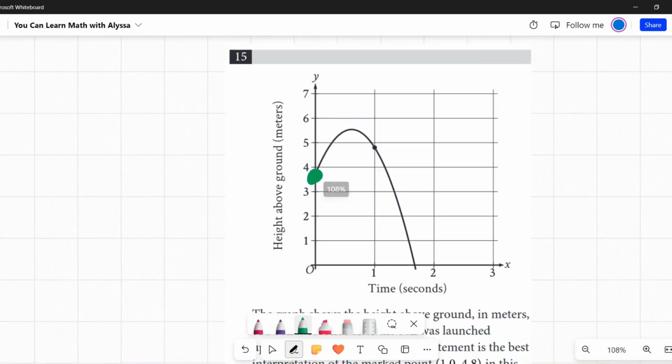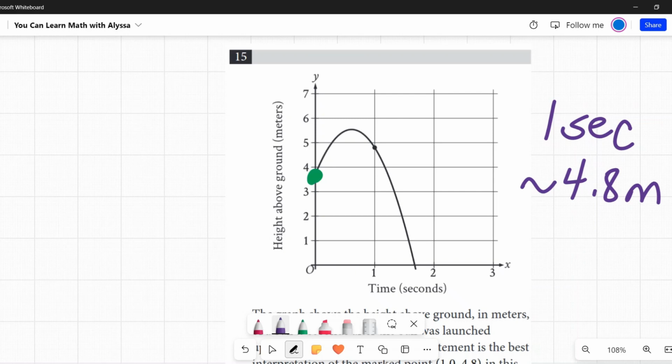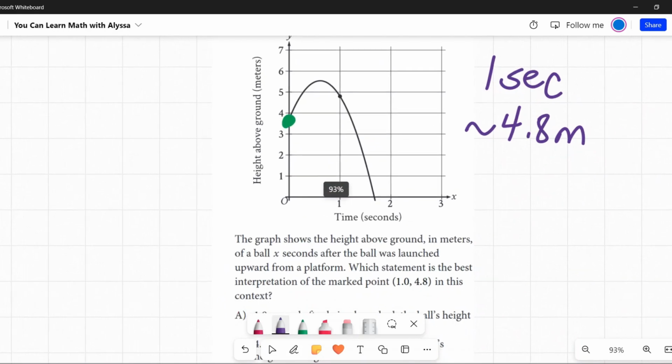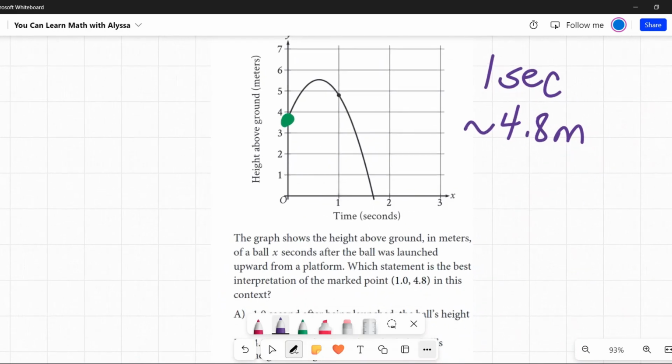So this point right here, this is at 1 second in, and it's right below 5 meters. So if I'm looking at that, I go, okay, it means that at 1 second, it was maybe 4.8 meters off the ground. That's my guess, just looking at it. And then, yep, sure enough, it said at 1.0, 4.8. Ha, it gave it to us. I forgot about that part.